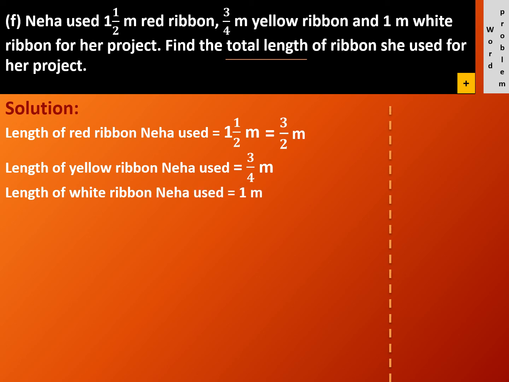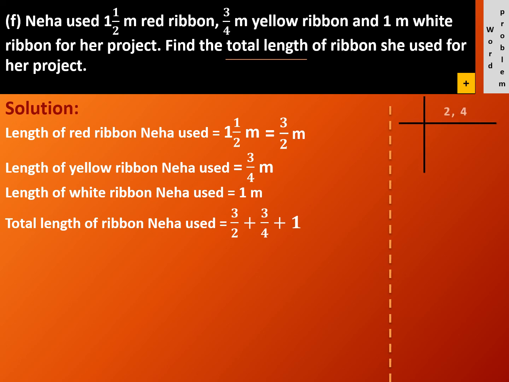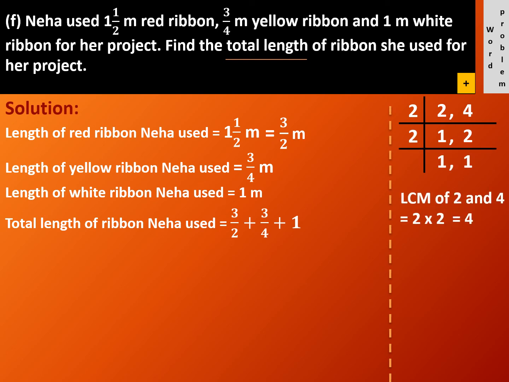And the fourth statement is: total length of ribbon Neha used is equal to 3 upon 2 plus 3 upon 4 plus 1. To make the denominator same, we will convert them into like fractions. For this, we need to find the LCM of 2 and 4. As we see, the LCM of 2 and 4 is 4. So we have to bring 4 at the place of denominators.